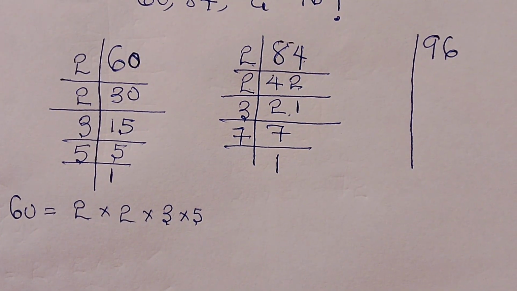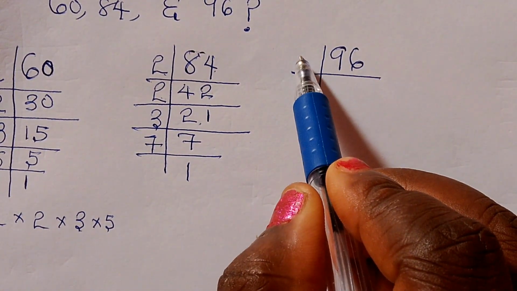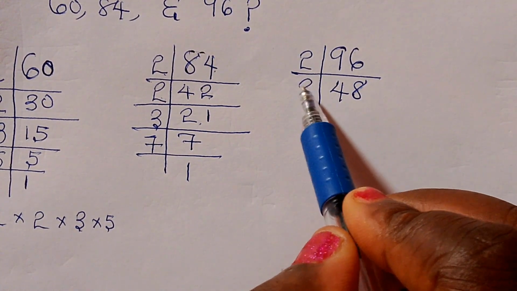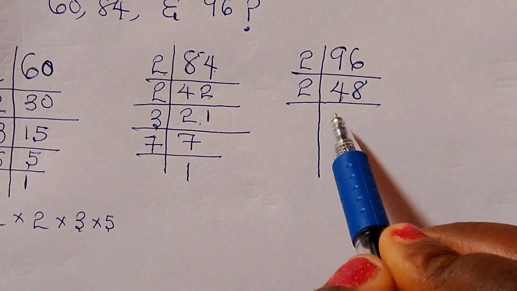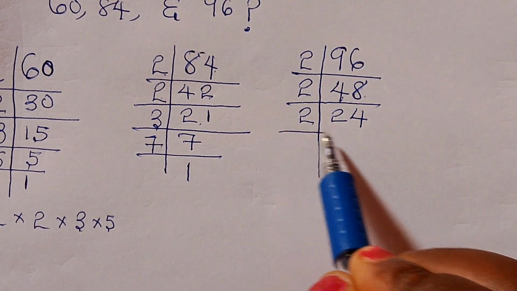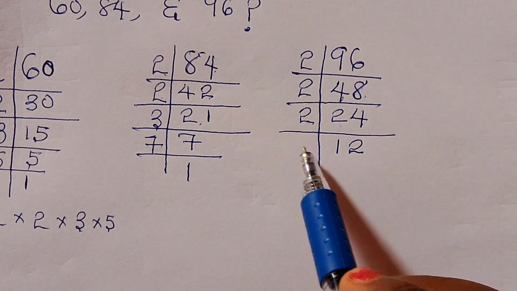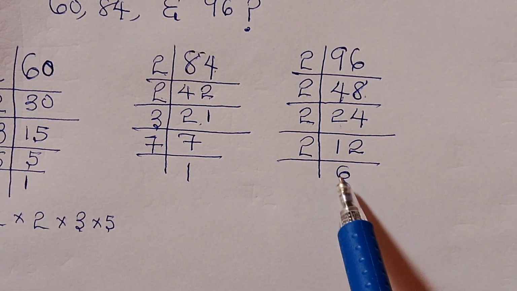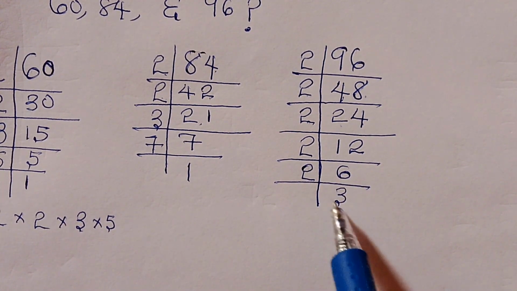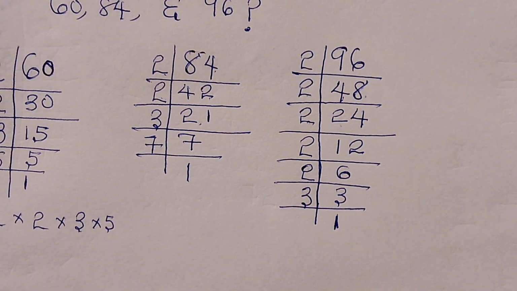So we go again. We're going to do that for 96. So what can go? 2 of course can go into 96. It is going to give us 48. 2 into 4 is going to give us 2, and 2 into 8 is going to give us 4. 2 can go again. 2 into 12 is going to give us 6. And 2 can also go into 6 to give us 3. And 3 can only be divided by itself and 1. So we've gotten the factors.